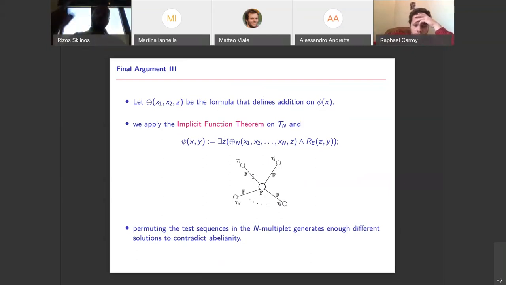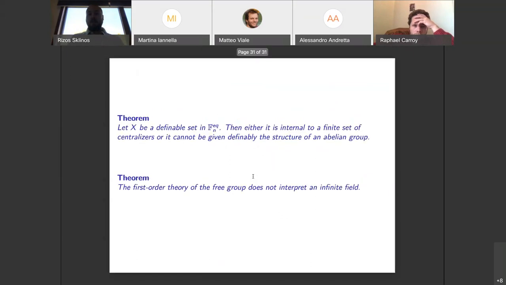We can see that we have moved a lot. We can move a lot the sum of the summands, and so take it out of what it should be. So a contradiction to abelianity. So that was the final argument. So the main theorem is as follows. If we have a definable set, it is either internal to a finite set of centralizers, so it's one-based, or it cannot be given definably the structure of an abelian group.